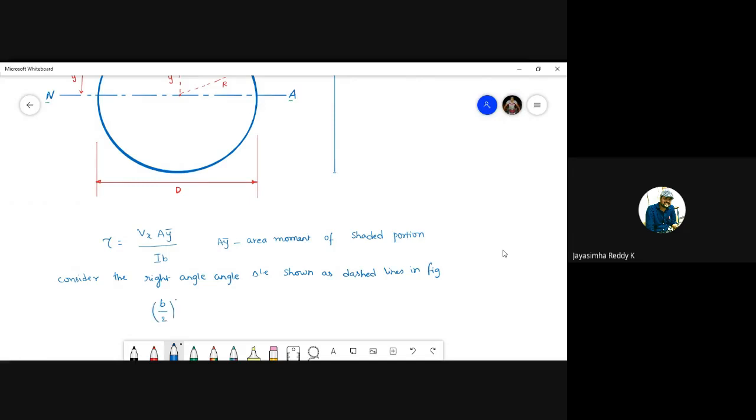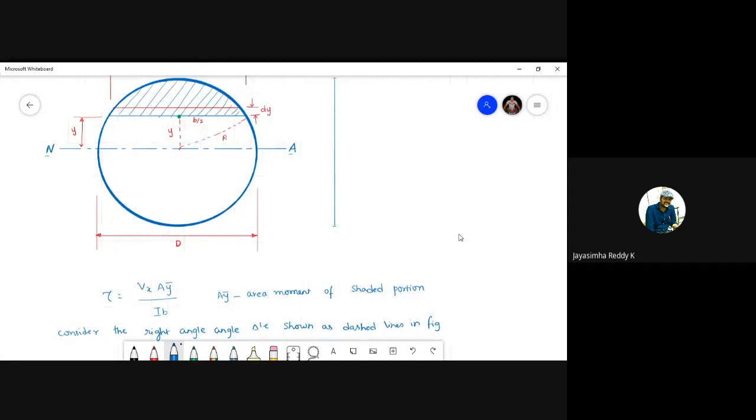So b by 2 is one side, students, and y is another side. Side square plus side square is equal to hypotenuse square. So I have written this. Is it clear, students? For a right angle triangle, side square plus side square is equal to hypotenuse square. This we know. So in this particular triangle, the hypotenuse is capital R. So R square is equal to y square plus (b by 2) square, that I have written.